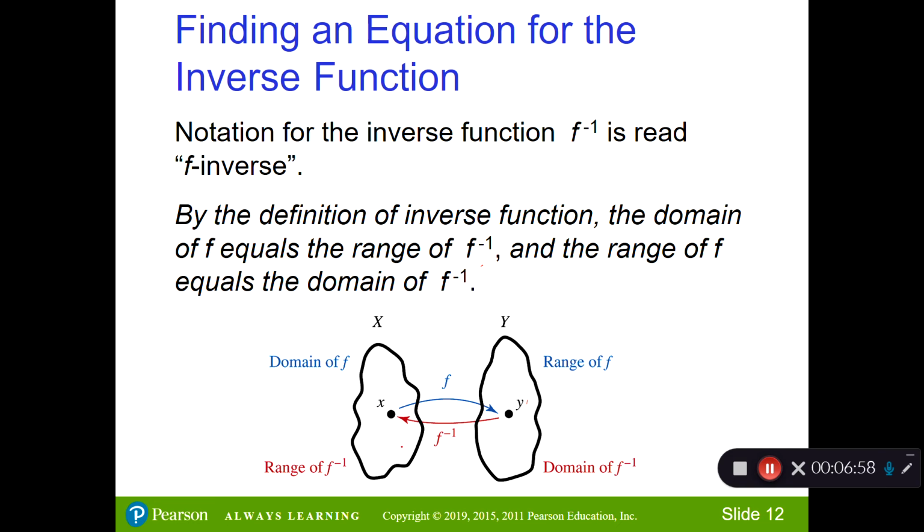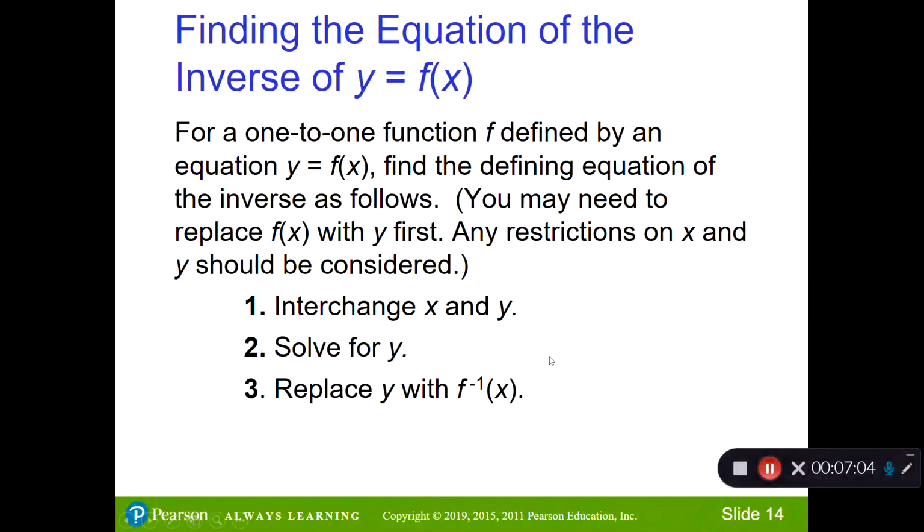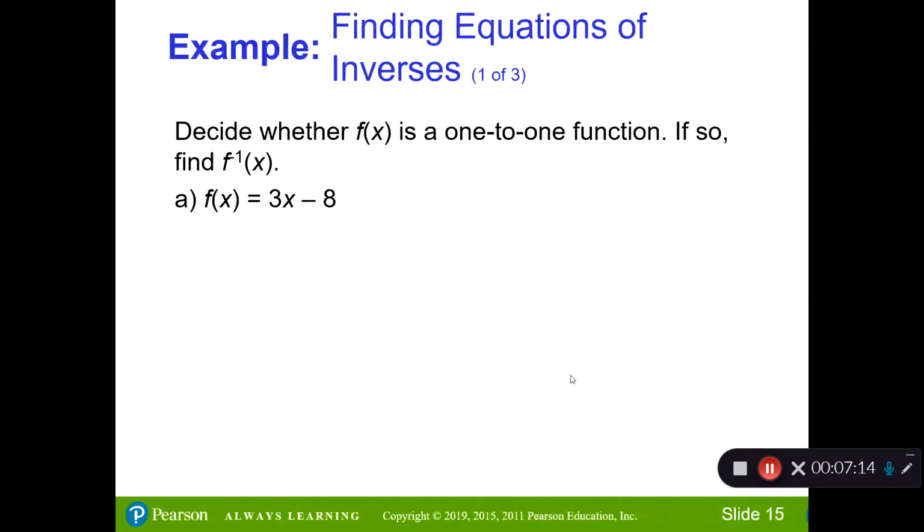The domain of the original function is the range of the inverse. They flip places, so it flips the x's and y's. So how do we find the equation of an inverse function? Flip your x's and y's. That's what we just said. Solve for y and rewrite it as f inverse of x.